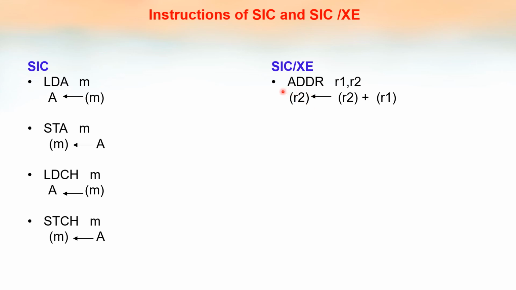For example, for arithmetic instructions like addition and subtraction, SIC uses ADD, SUB, etc. SIC/XE has one other instruction called ADDR, for register to register operations. So see ADDR R1, R2. This does R2 plus R1: the content of R2 is added with the content of R1, and the answer is stored in the register R2. That is important. The answer is stored in the second register, R2.